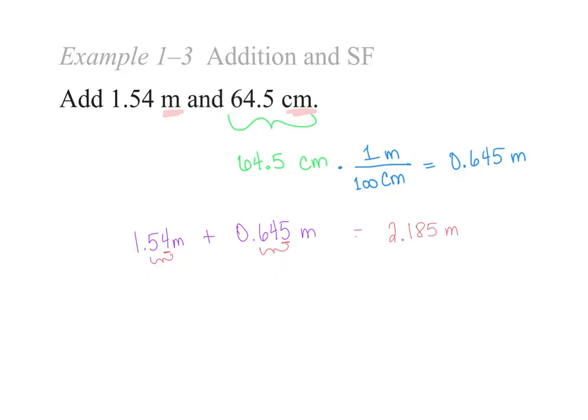2.185 meters. But this was my most precise, and I only measured to the hundredth place for this one, right? So if I only measured to the hundredths place, the most I can measure when I'm adding, subtracting is the hundredths, which means I have to round this. So I look to the right, it is a 5. I'm going to say 2.19 meters.